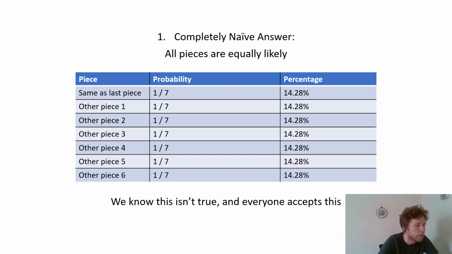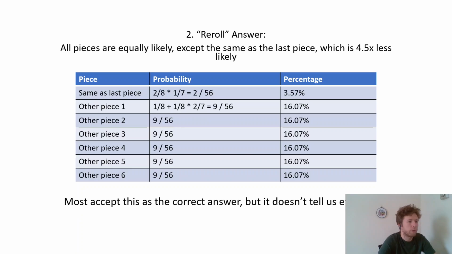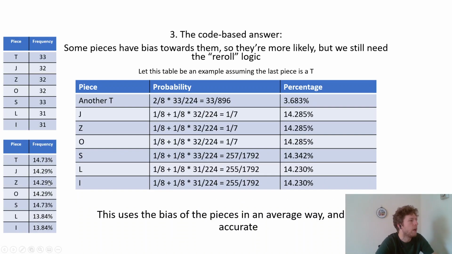Completely naive, where they're all equally likely. Nobody thinks that. The reroll answer, which most people think, would basically reasonably tell you, hey, it's probably not going to be another T piece, but it's going to be equally likely all the other ones. That's fine. But then when we start looking into this code, we see these different frequencies, and we know that there's actually a slight difference.